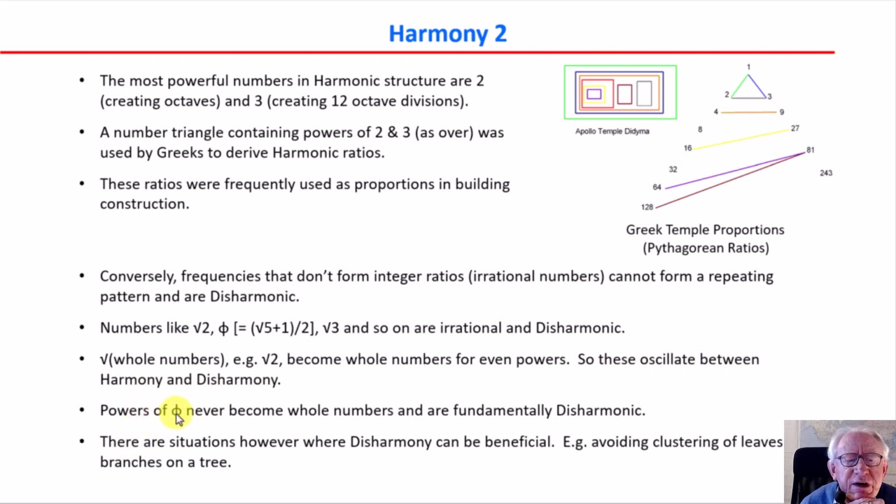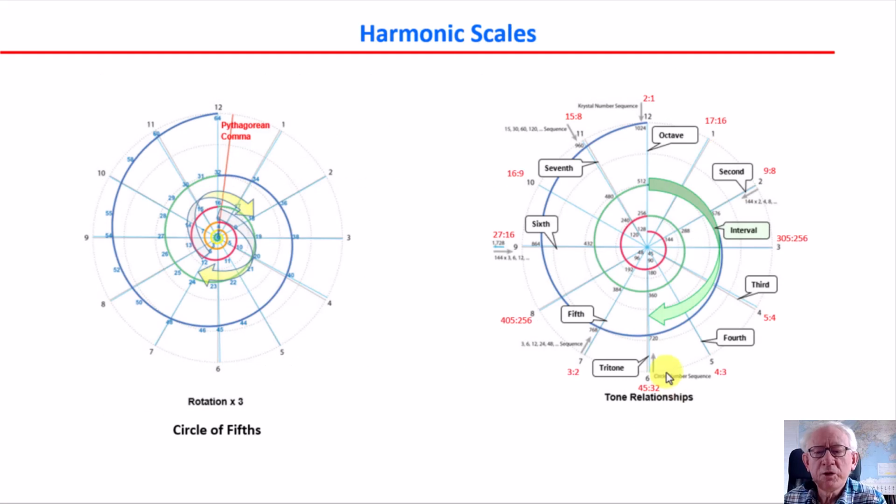However, powers of phi, because they can always be reduced, as we've seen previously, to numerical multiples of phi, and phi itself isn't harmonic, and multiples of phi are similarly not harmonic. So powers of phi never become whole numbers and are fundamentally disharmonic. There are situations where disharmony can be beneficial, for example, in dividing clustering of leaves or branches on a tree. Now, we put this information to use in creating harmonic structures and harmonic scales.